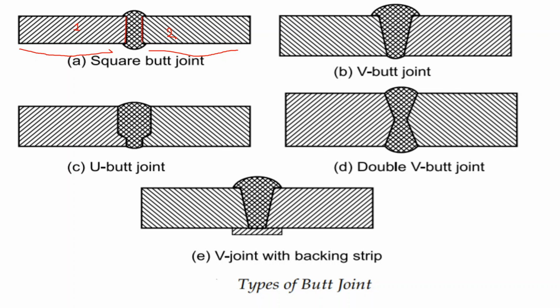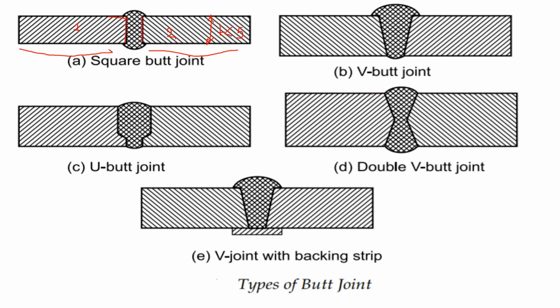So when the thickness of the plate is less than 5 mm, this is the thickness of the plate, called the thickness C, then we use square butt joint, and since the edges are square with respect to the plate, that's why this type of joint is known as square butt joint.